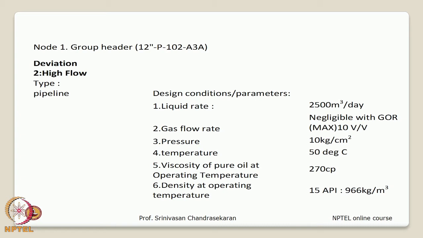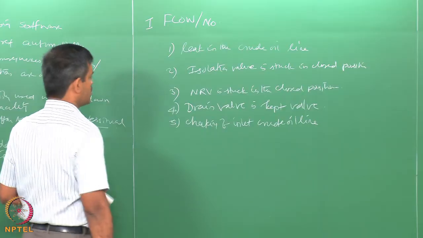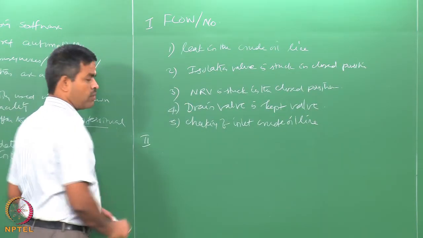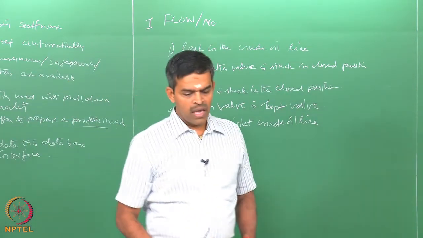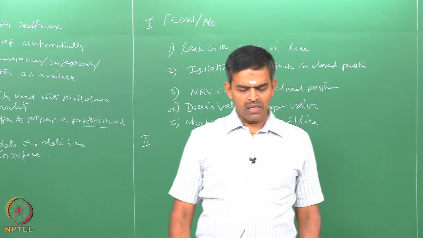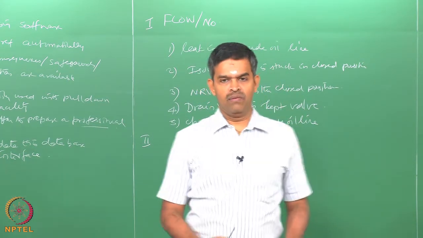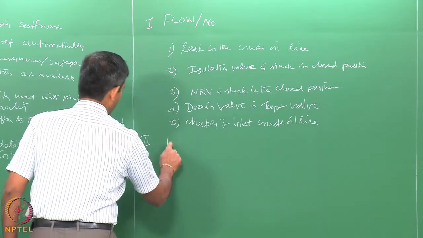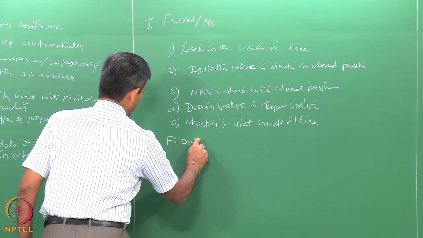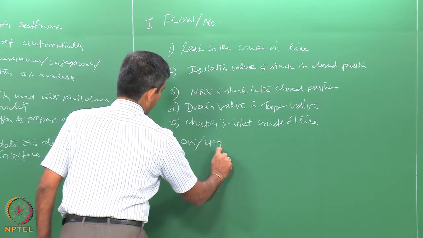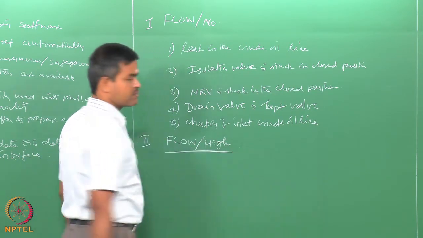The first deviation on the design intent was flow no, that is the first one. The second one we are going to see now for the same segment is the deviation high flow, flow high, one can say like this. Okay. That is the case we are now discussing.